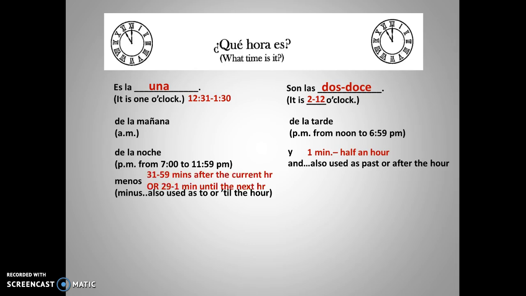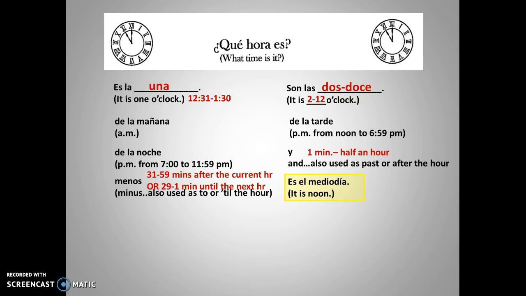Now, you use menos when it's 31 minutes after the current hour all the way until 59 minutes after the current hour, or you can think of it as 29 minutes until the next hour all the way up until 1 minute till the next hour. Now I know this sounds kind of confusing, but once we practice this, you'll see that the clock is really divided into two halves. On the right side, when the minute hand is there, you say y, and on the left side, when the minute hand is on that left side, you're going to use menos.